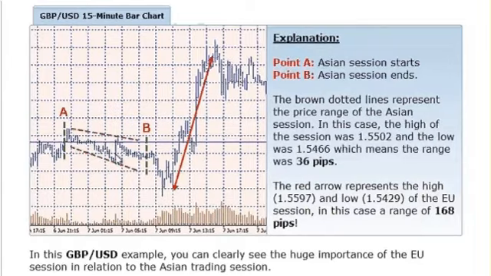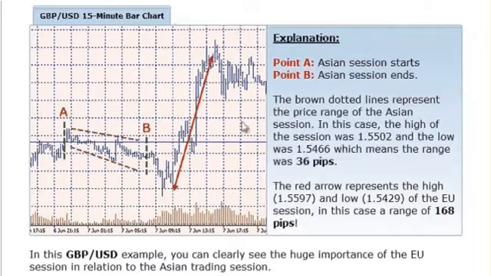In this case, the high of the session was 1.5502 and the low was 1.5466, which means the range was 36 pips. This is a downward moving price channel, which we already discussed previously. A very accurate price channel to trade. The red arrow represents the high and the low of the European session, 1.5597 and 1.5429 respectively. A 168 pip range. Compare that to the 36 pips of the Asian session.